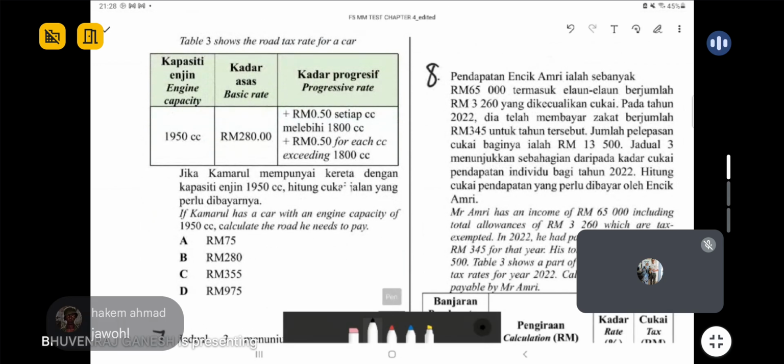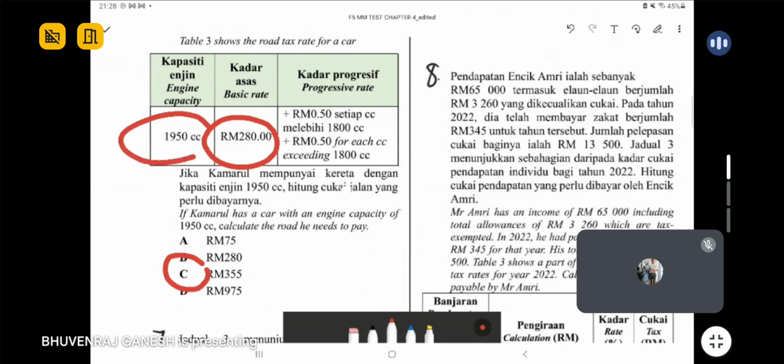So how to get 355? You will take the base rate 280 plus the progressive rate. So 1950 minus 1800 times 0.5. Press the calculator. Then you will get the answer. Okay. So this is for road tax.